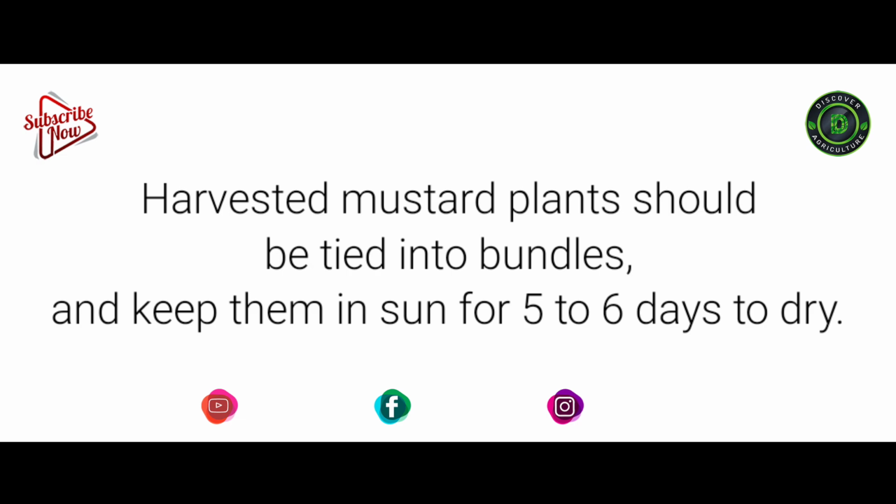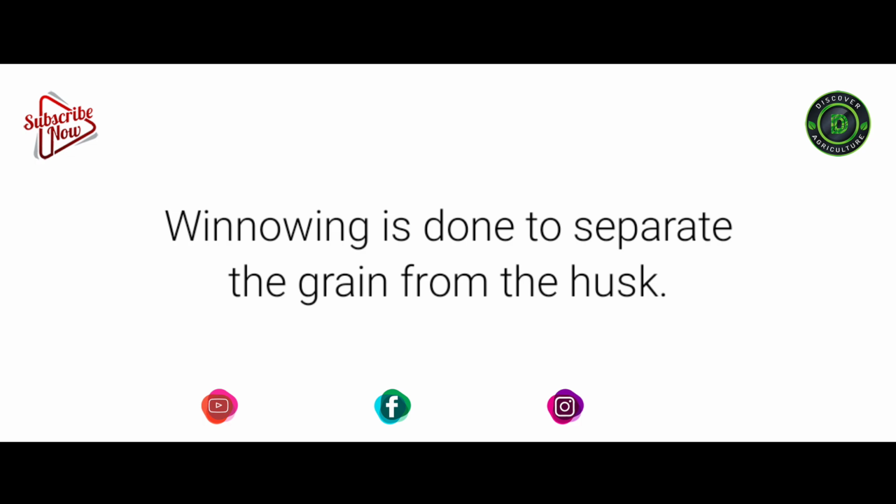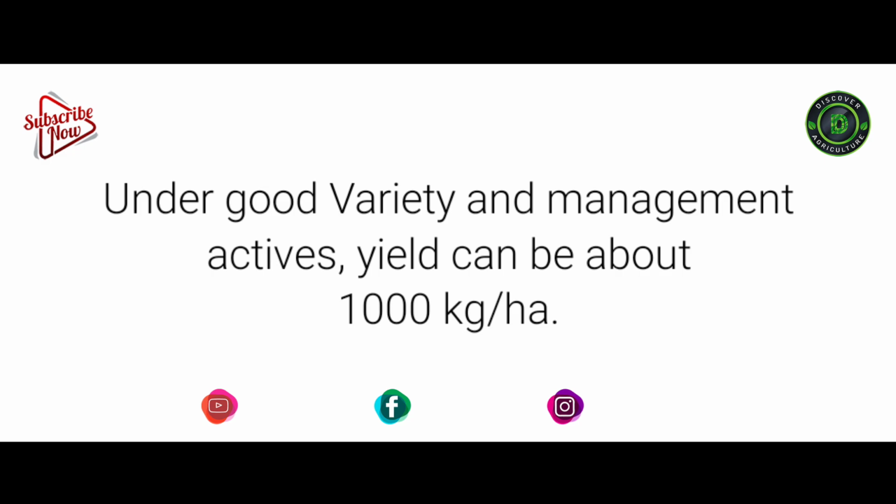Threshing can be carried out by beating the mustard plants with a stick. Winnowing is done to separate the grain from the husk. The yield of mustard. An average yield of 400 kg per hectare can be expected. Under good variety and management practices, yield can be about 1000 kg per hectare.